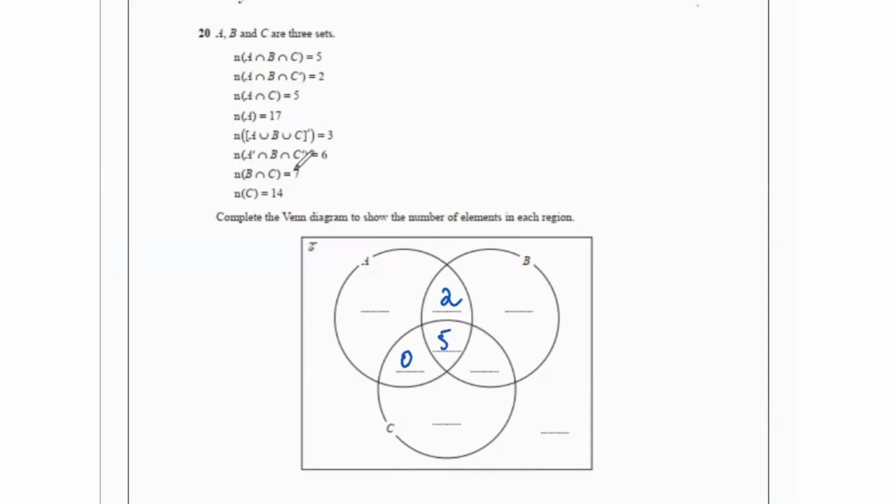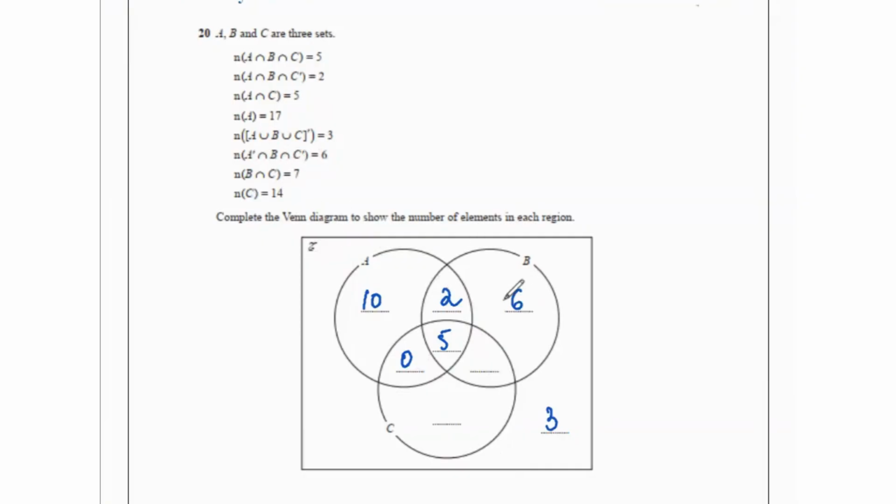Then number of elements in A is 17. So this in total is 17, which means just A is going to be 10. The number of A union B union C complement. So that's over here. Everything outside of A, B, and C. And then A complement intersection B. So everything outside of A, but in B, and then everything outside of C. So that's basically 6 over here.